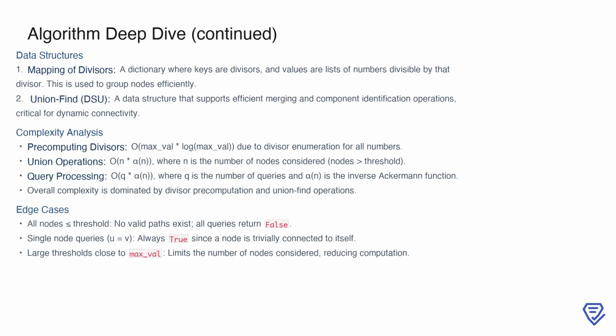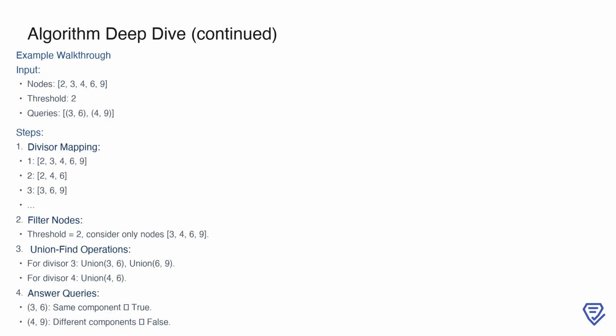We also address edge cases such as when all nodes are below the threshold, where no valid paths exist, or when thresholds are very large, which reduces the number of nodes to consider, further optimizing the computation. Let's walk through an example to see the algorithm in action. Consider nodes 2, 3, 4, 6, 9, with a threshold of 2 and queries [3, 6] and [4, 9].